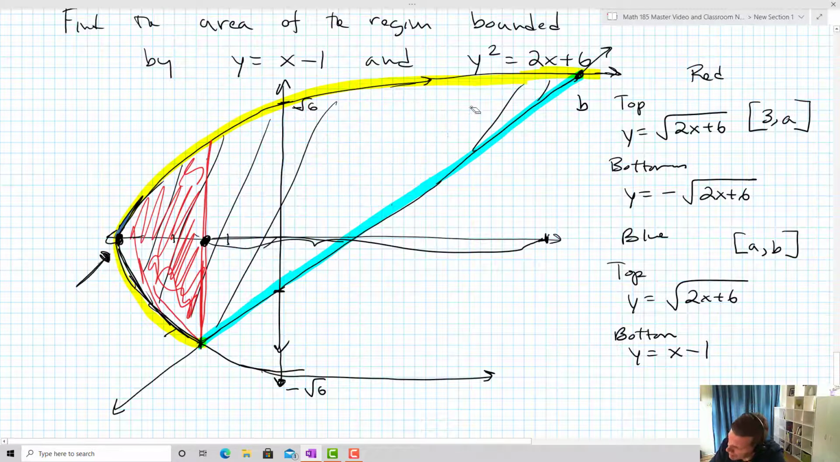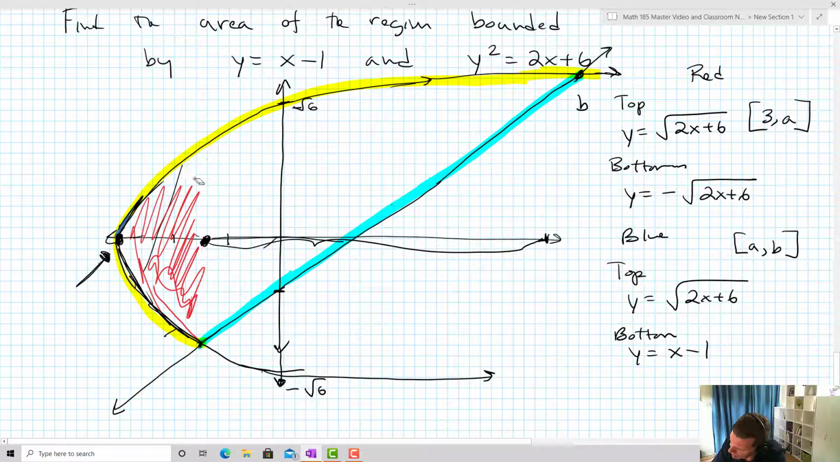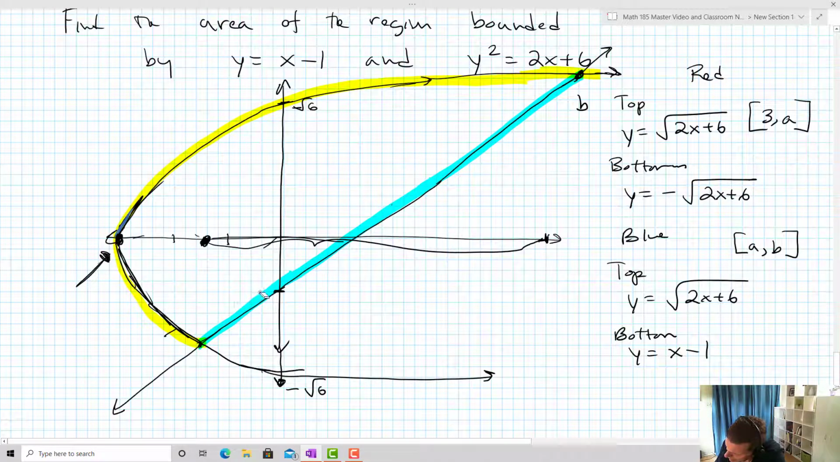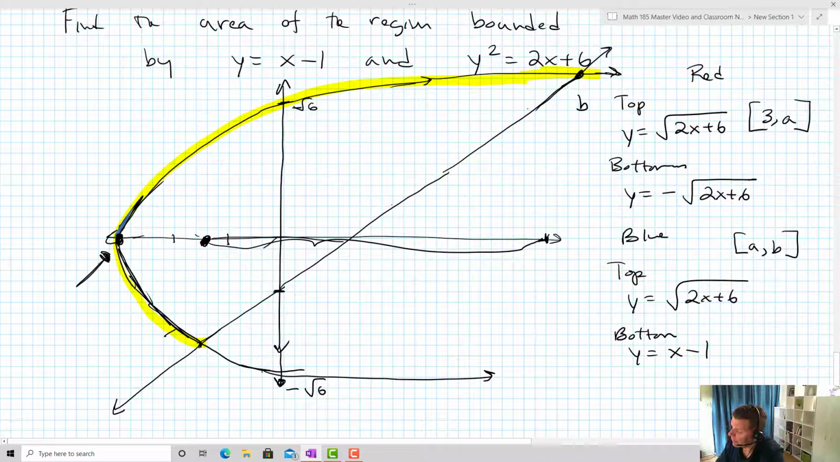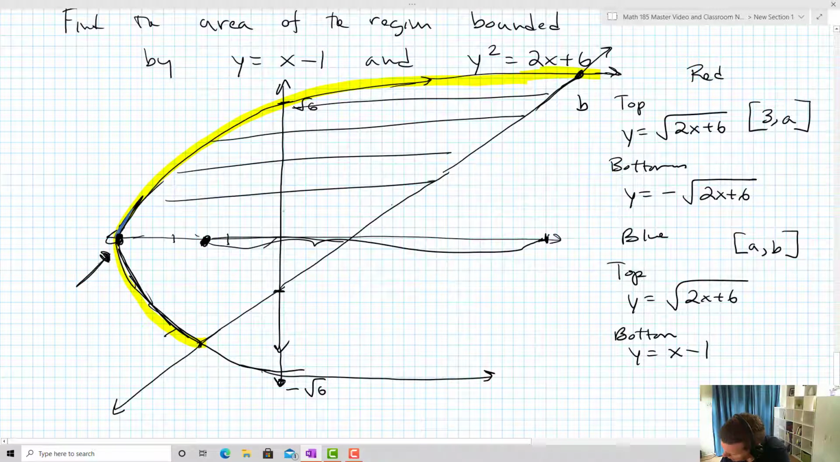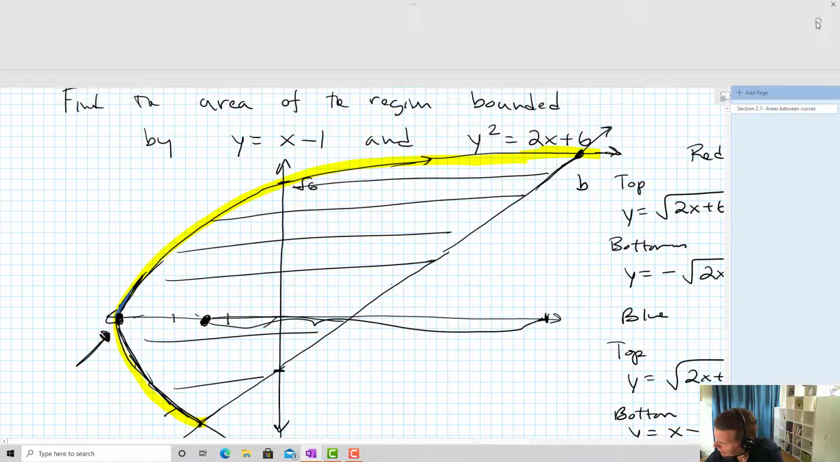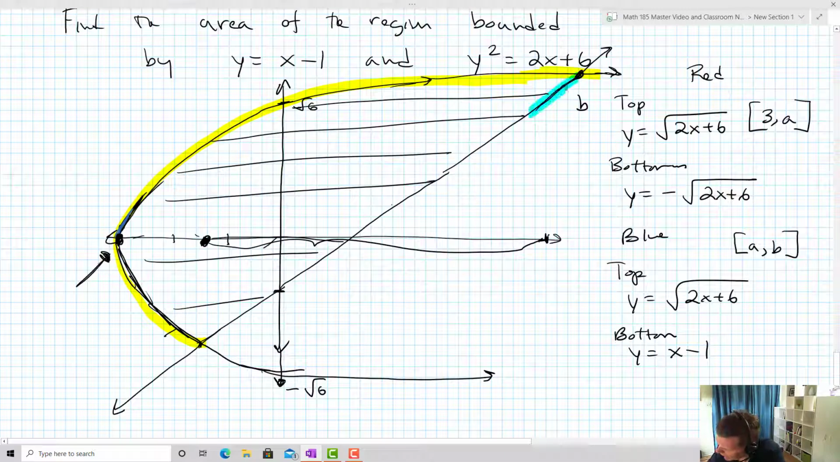So now, instead of integrating with respect to x, we're going to do it with respect to y. What you'll see is you have a furthest most left curve, which is our yellow curve right here, and if you think about that, that's kind of a bottom curve. We'll talk about that in a second. And then we have a furthest most right curve consistently, and that's y equals x minus 1. That's the furthest most right curve.